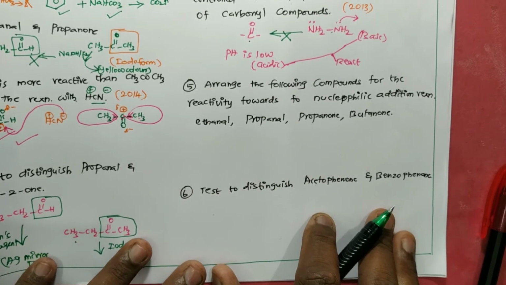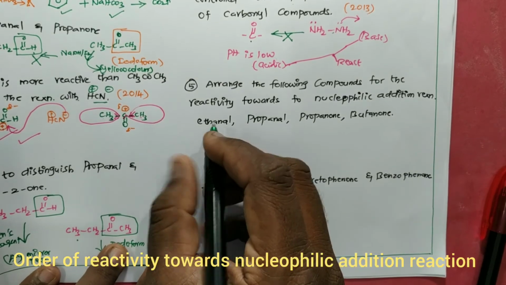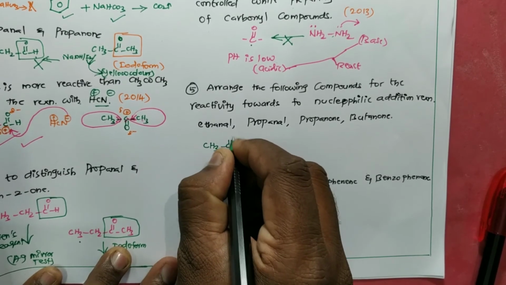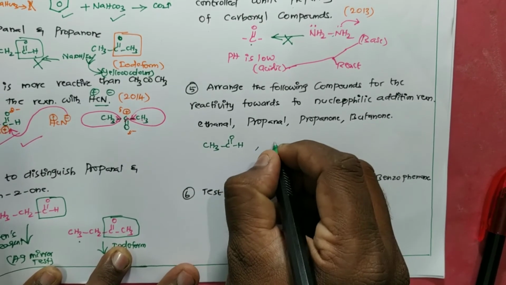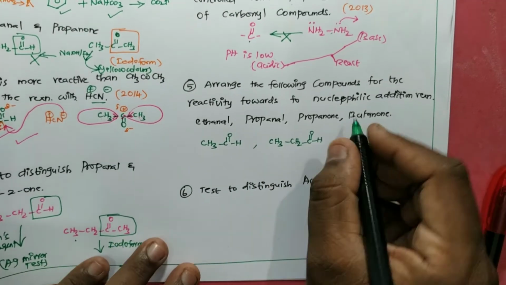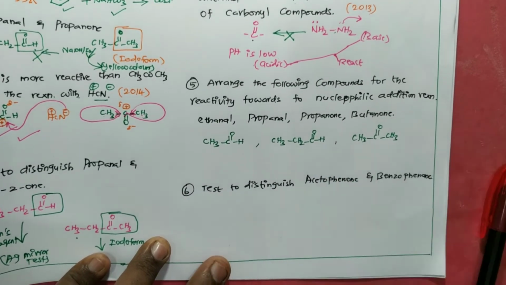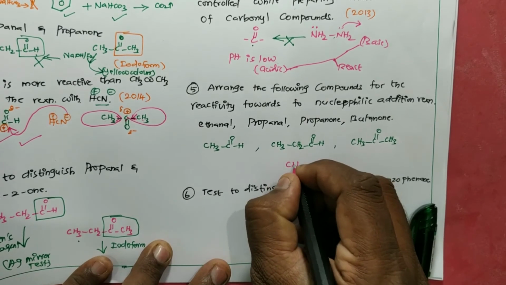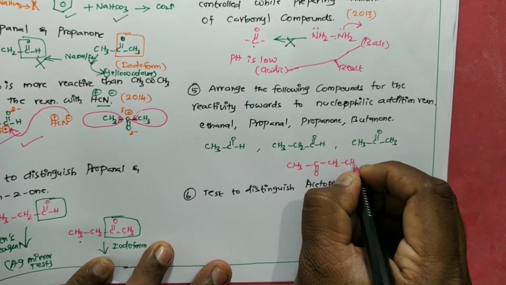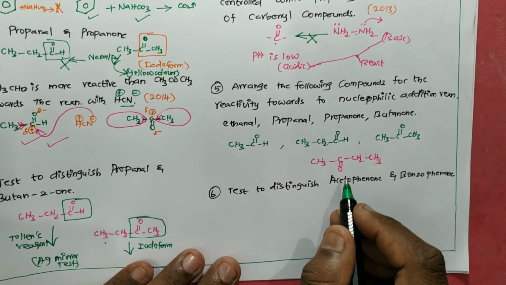And the next one is: arrange the following compounds for their reactivity towards nucleophilic addition. Here also the same thing, we have to check the structures. CH3CHO, ethanal; propanal, CH3CH2CHO. What about propanone? CH3COCH3, this is propanone. Butanone: they are not giving any position, so we can write it anywhere. So CH3COCH2CH3, this is butanone. Are you able to understand, students? This is a very important one.